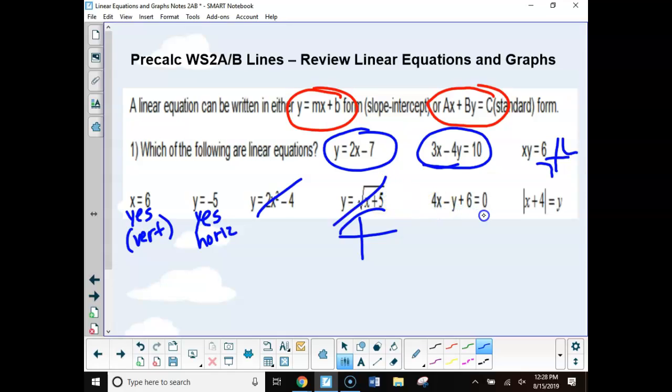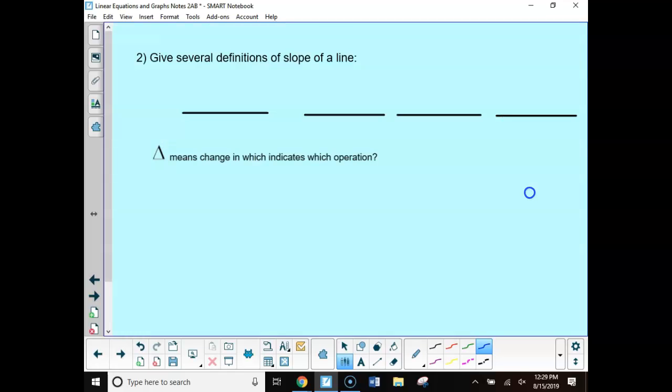4x minus y plus 6 equals 0. Some books actually call this general form, where they move the c over to the other side and say equals 0. Yes, it is a line. And absolute value of x plus 4 equals y. Well, it kind of started out as a line, but then the absolute value bent part of it back up over the x, so it's a v. So that's a no.